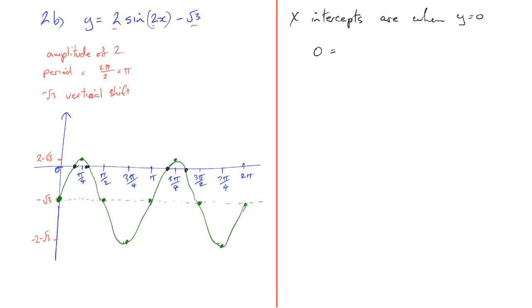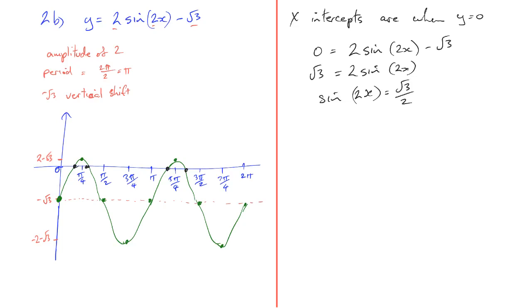So 0 equals 2 sine 2x minus root 3. Take the minus root 3 over, and I get 2 sine 2x. Remember, you always move the minus before you remove the divide, and times. And so sine 2x equals root 3 over 2.